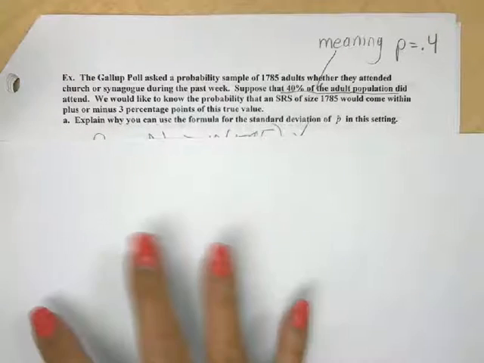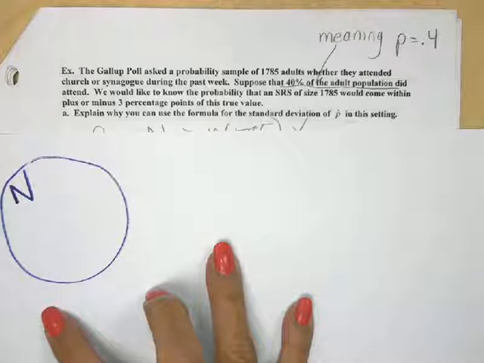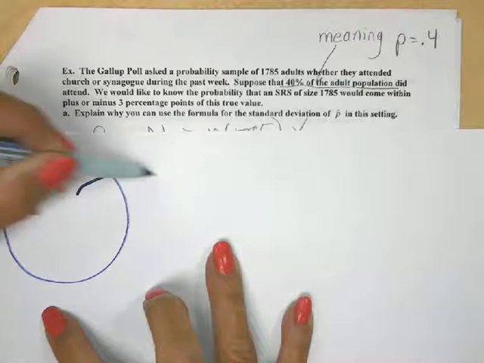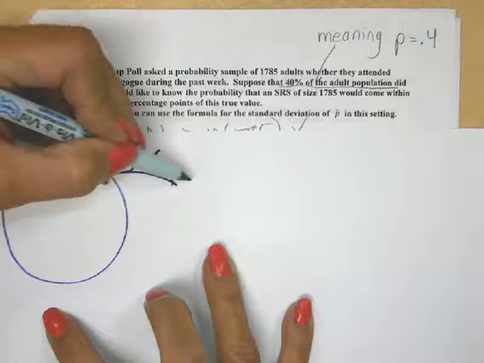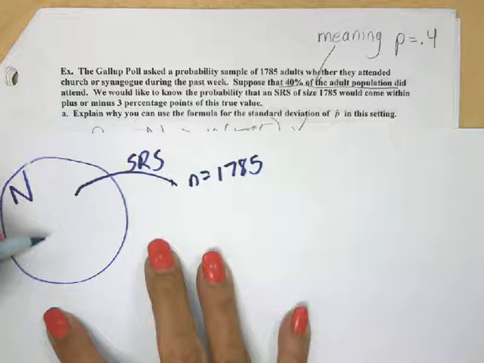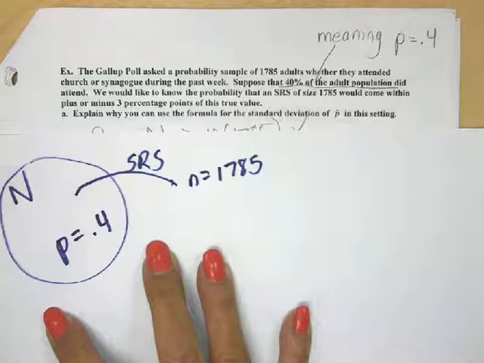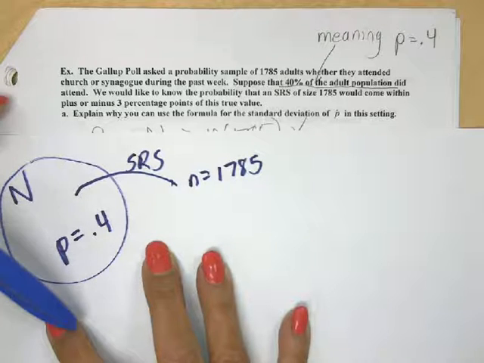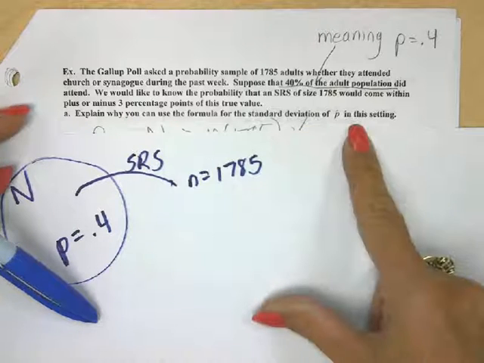Okay, so think you have a large group of people in the United States. This is in the millions. We are sampling a simple random sample of size 1,785 people. We're also supposing that the true proportion is 40% having the characteristic of attending a church or synagogue during the past week. So first question is explain why I can use the standard deviation formula for this setting.